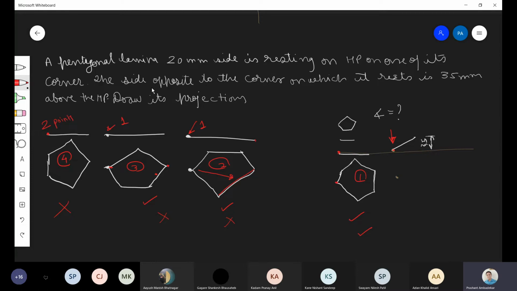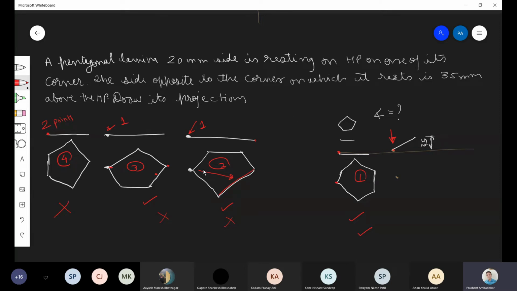I'm repeating this thing again. The side opposite to the corner on which it rests. Now take any corner, take this corner. The opposite side to this corner is this side. Take this corner, the opposite side is this side. So what the question says is that the side which is opposite to the corner, this side itself, is 35 mm above HP here. So if I draw this, it fits the condition of the question.